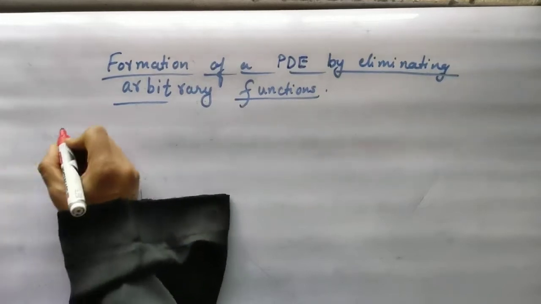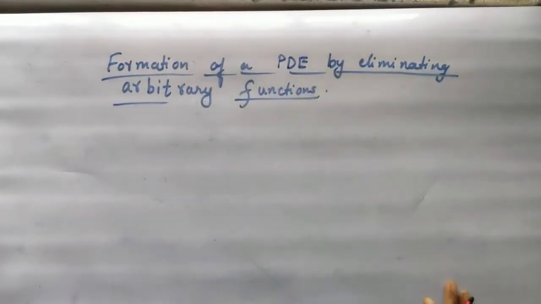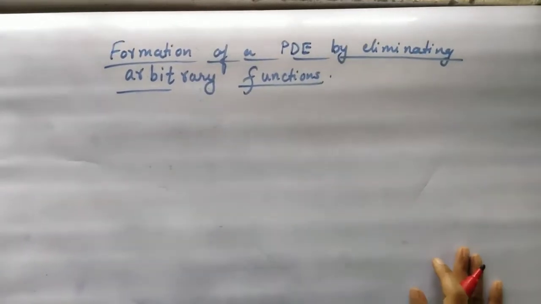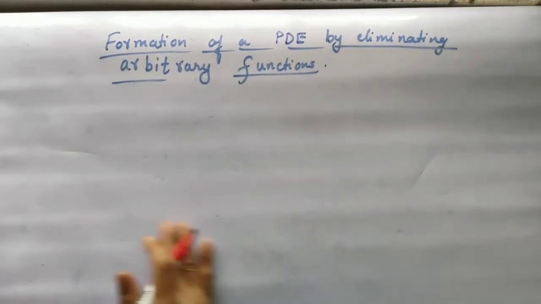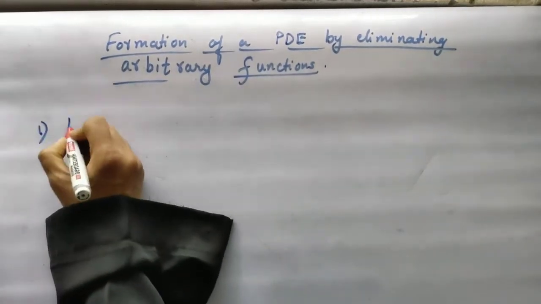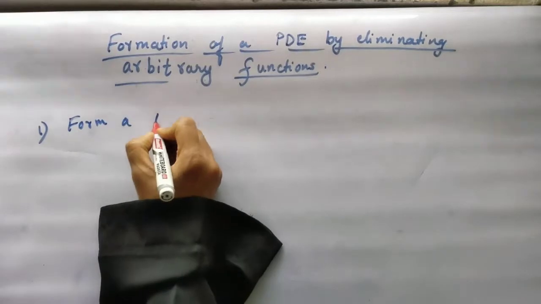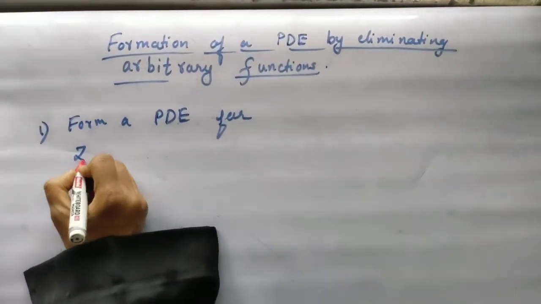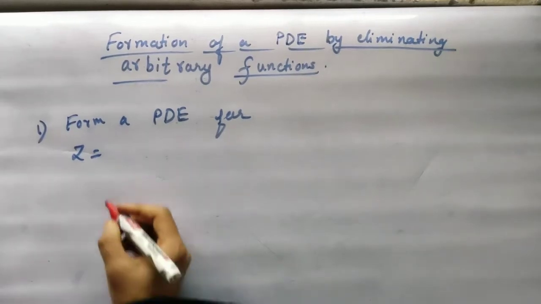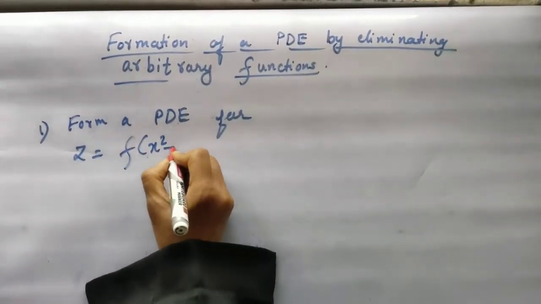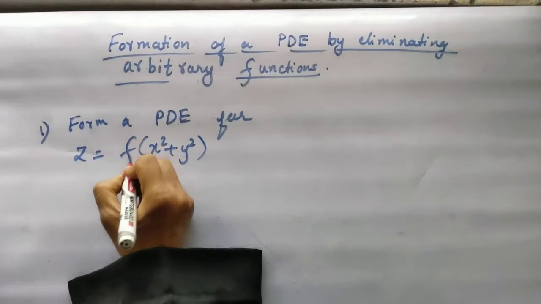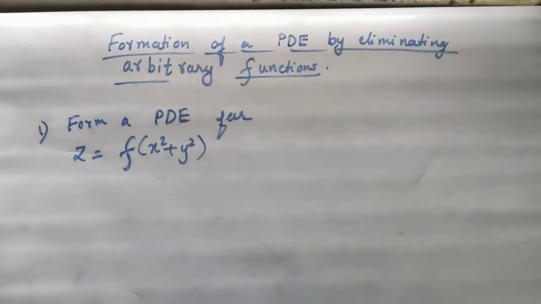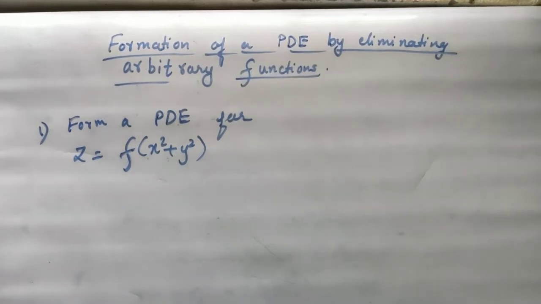So start with problem one. As the problems go on, you yourself will come to know how to eliminate that arbitrary function. So example one, form a PDE for z is equal to f of x square plus y square. So this f is an arbitrary function. f of x square plus y square is given to you. You have to frame a PDE eliminating that f.